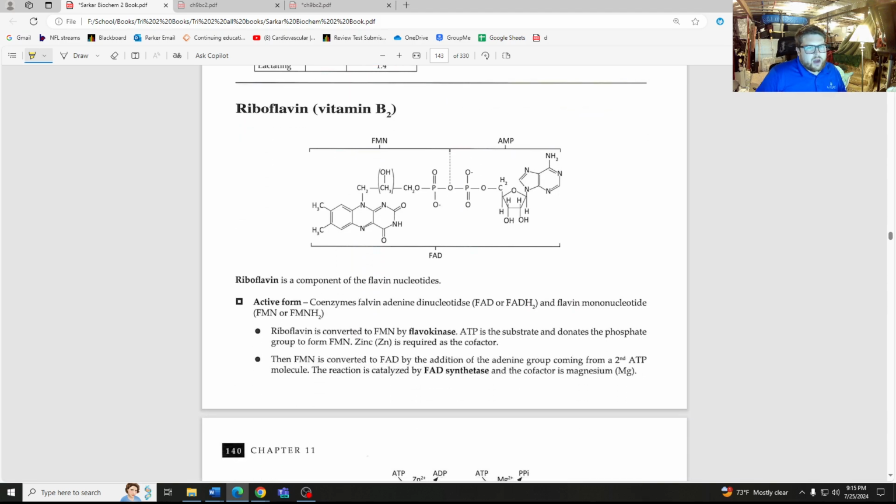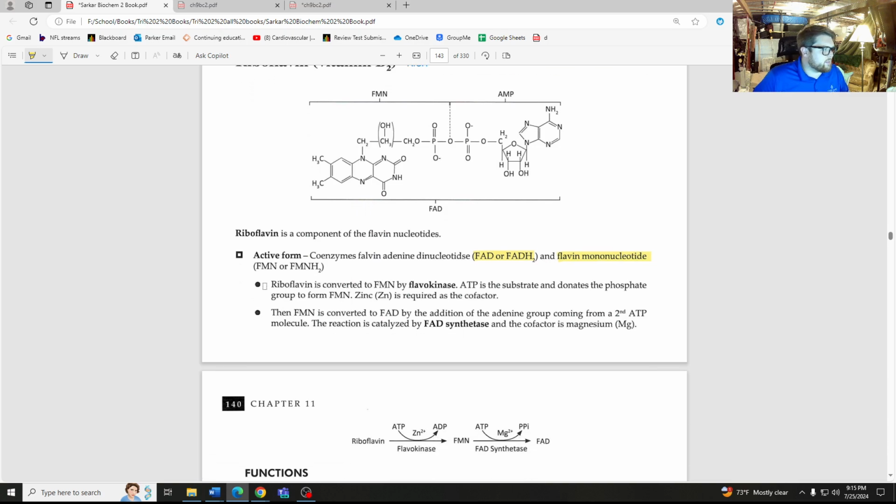Next is riboflavin. In our mnemonic, rich. Tall, rich. So riboflavin, thinking about these, are going to be our flavin nucleotides. These are our FAD, FADH2, flavin mononucleotide, FMN or FMNH2. These guys. Riboflavin is converted to FMN by flavokinase.